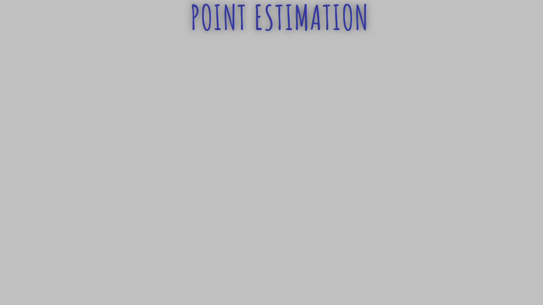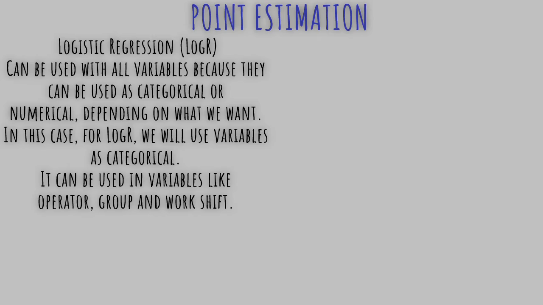For point estimation, we chose 2 different types of regression. The first one is logistic regression. It can be used with all variables because they can be used as categorical or numerical, depending on what we want. In this case, for logistic regression, we will use variables as categorical. It can be used in variables like operator, group, and work shift.